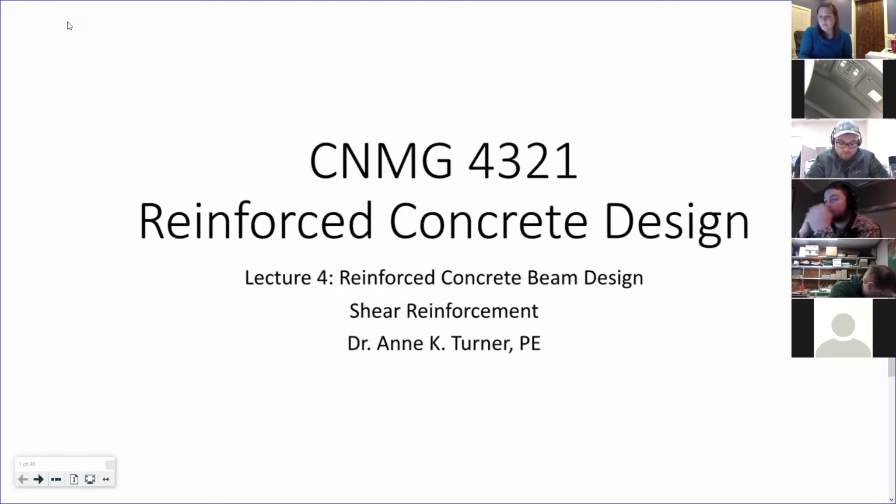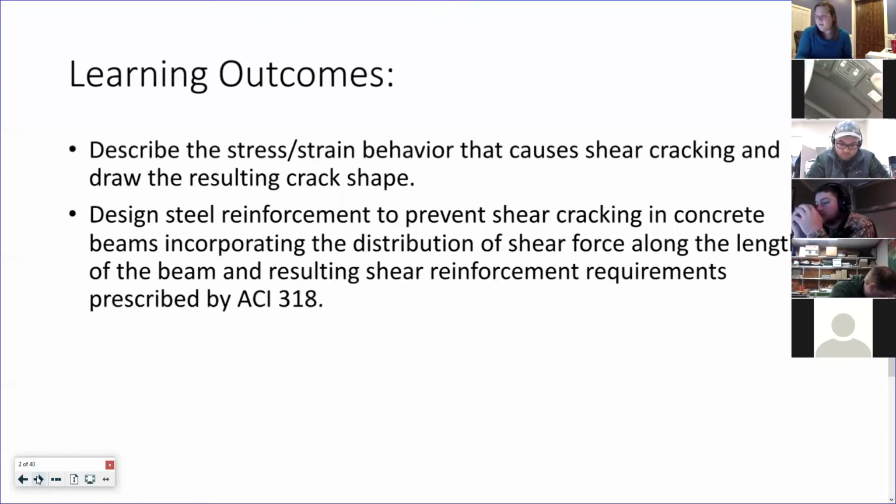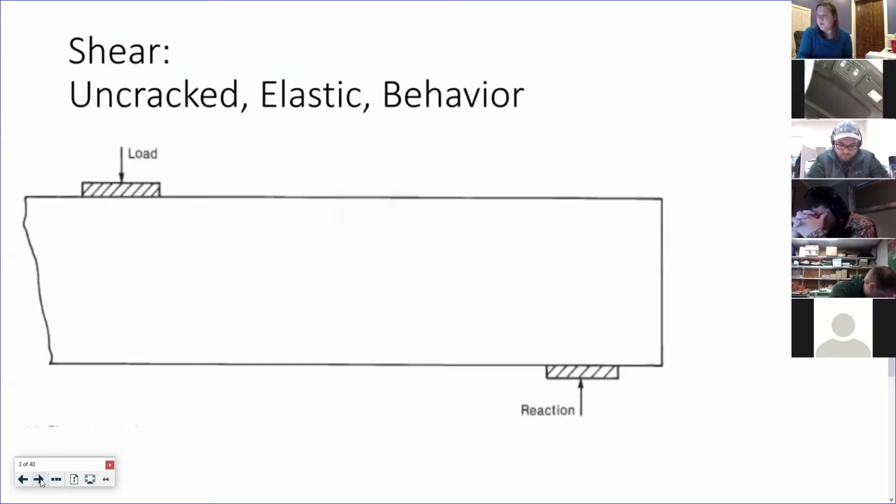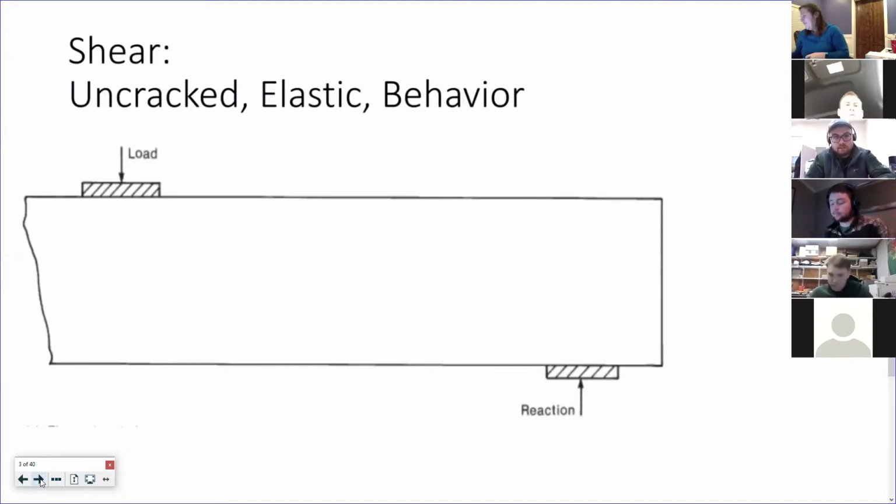And first we're going to talk about the stress-strain part of shear. And Justin, you're asking me about Mohr's circle. It's going to rear its little head right here for a hot second.